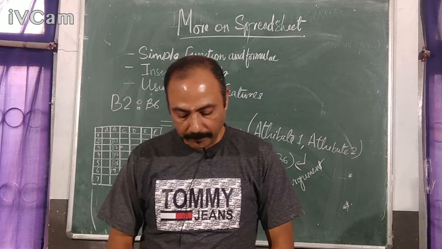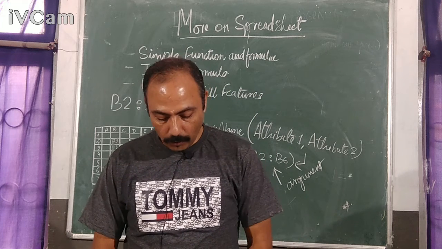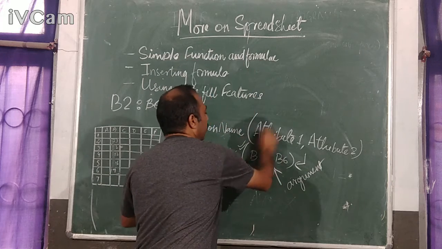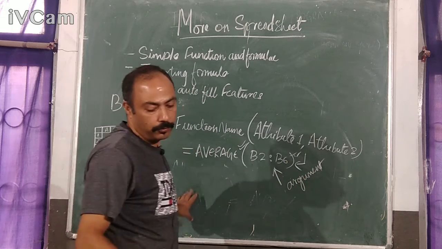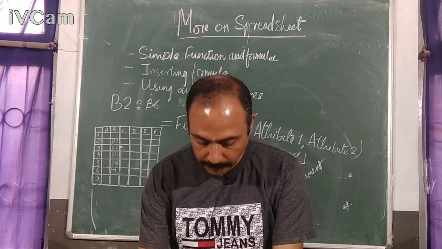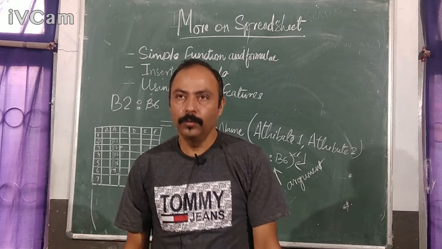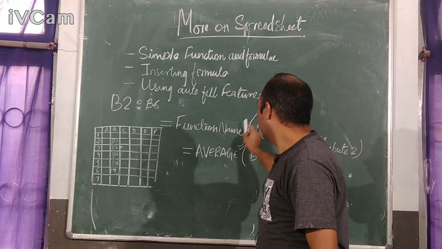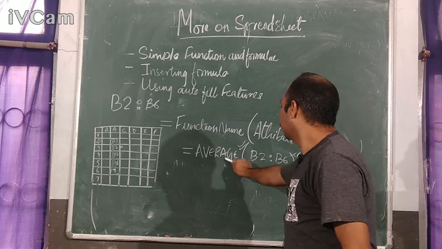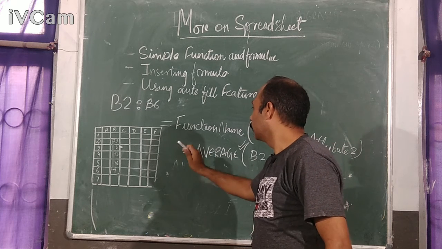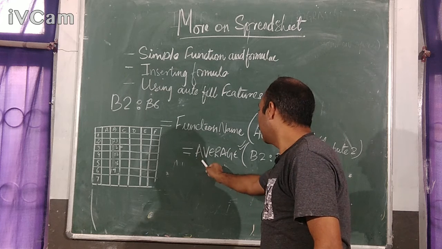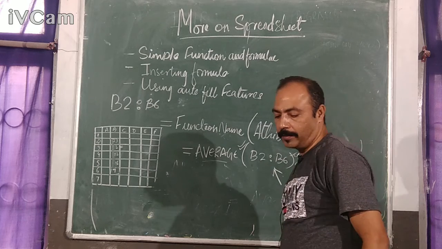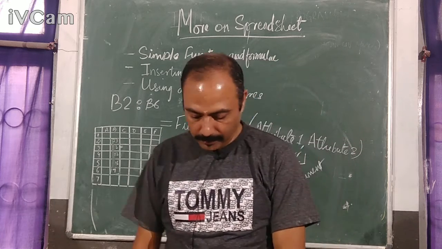The function name should be a valid Excel function name, and all functions should be followed by an opening and closing bracket. This opening and closing bracket is very important. So these are the four rules you need to know while writing a function. This is a simple function: you have a function name and arguments. You write the equals to sign, then the valid Excel function name, then the brackets, and your argument inside. This is how you write a function in Excel.